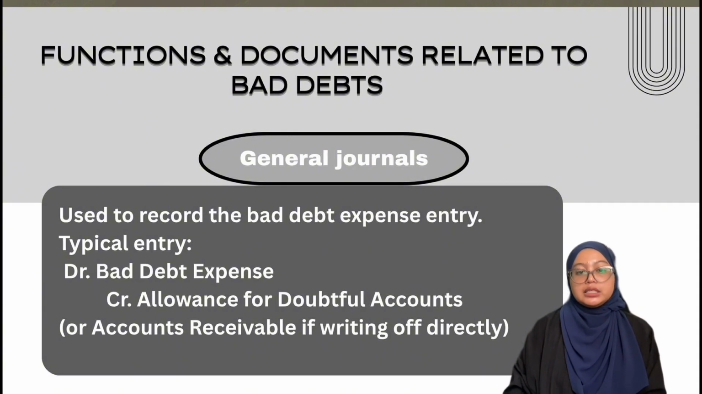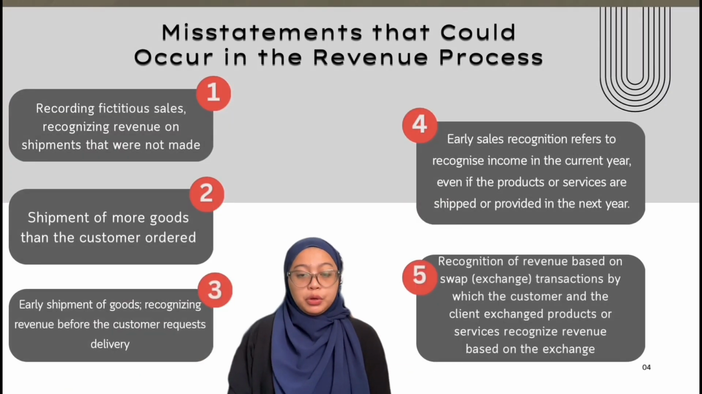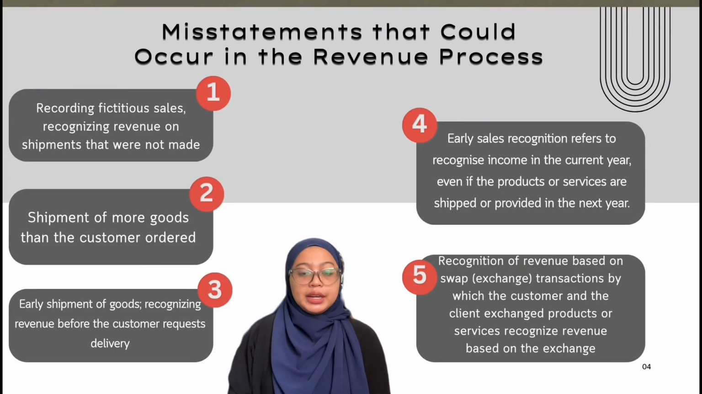Typically, the entry is debit bad debt expense and credit allowance for doubtful accounts, or accounts receivable if writing off directly. Now, let's continue with the misstatements that could occur in the revenue process.